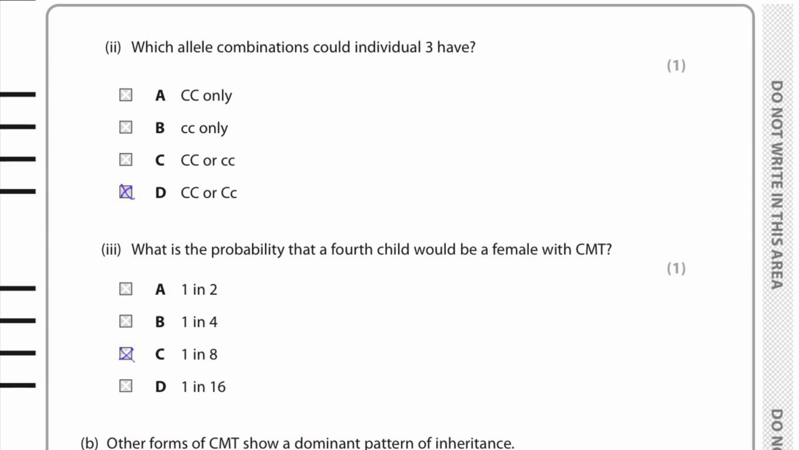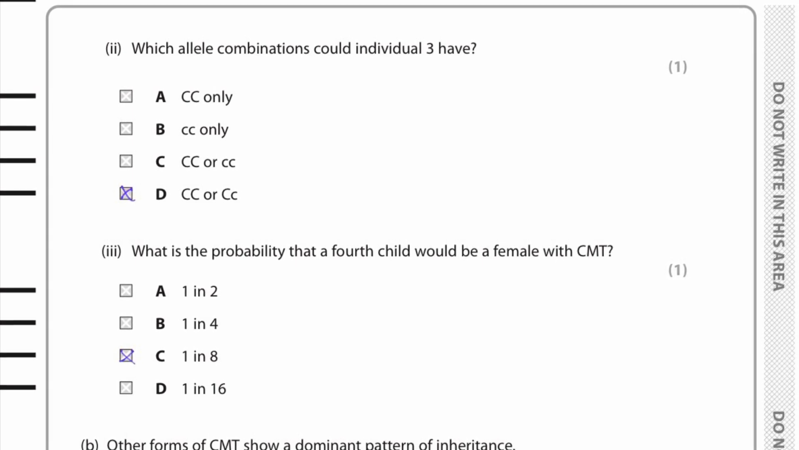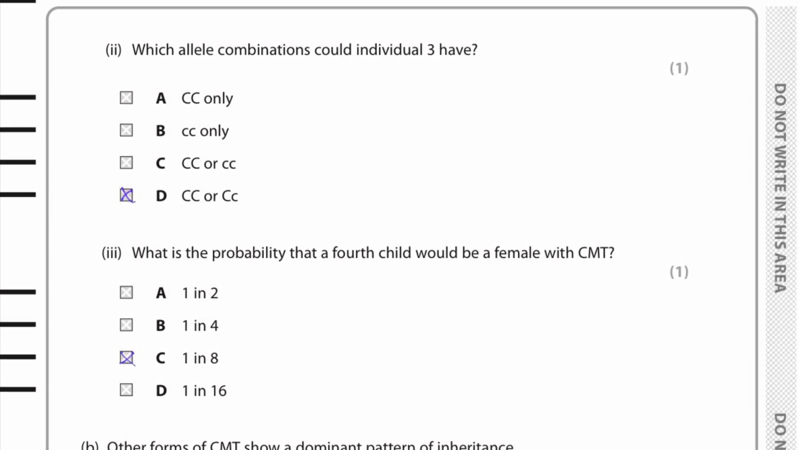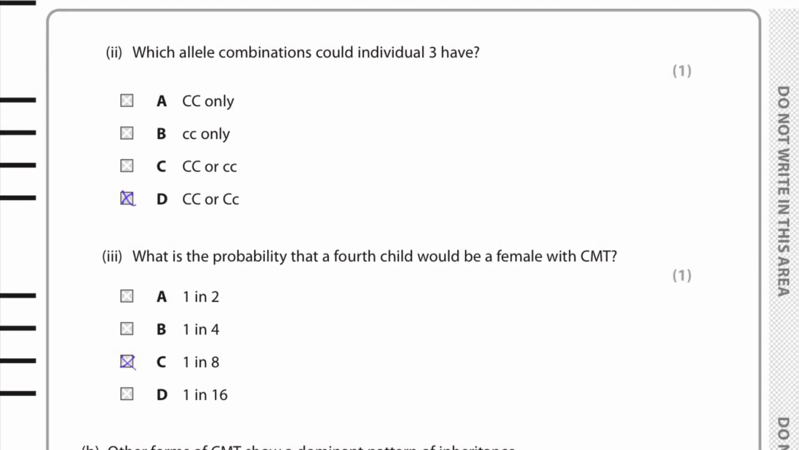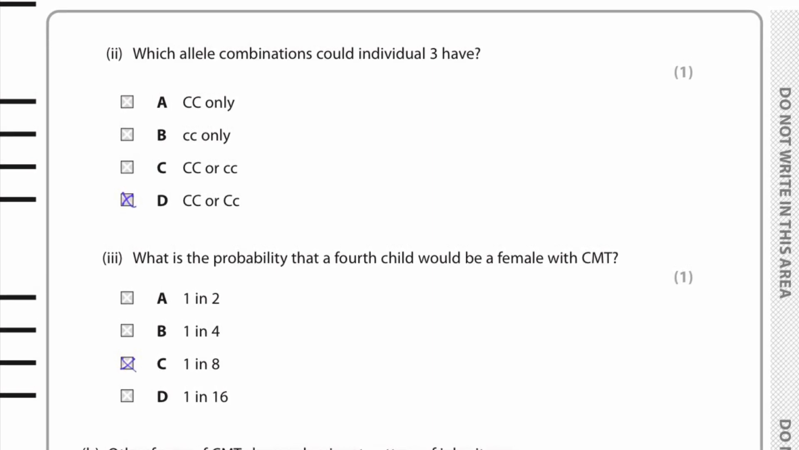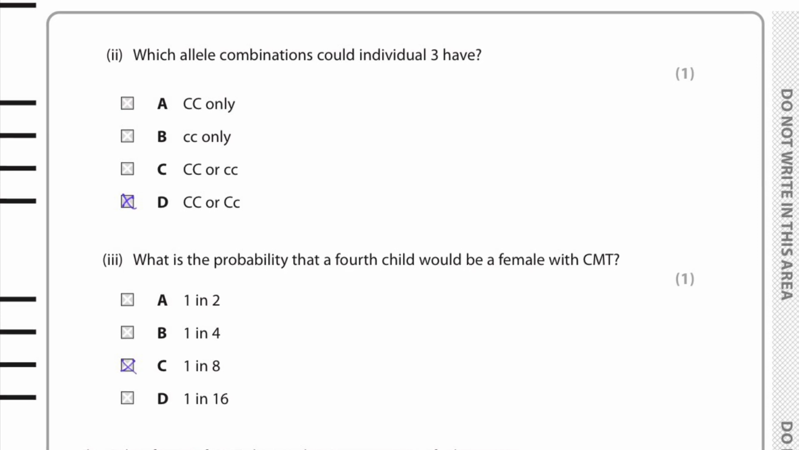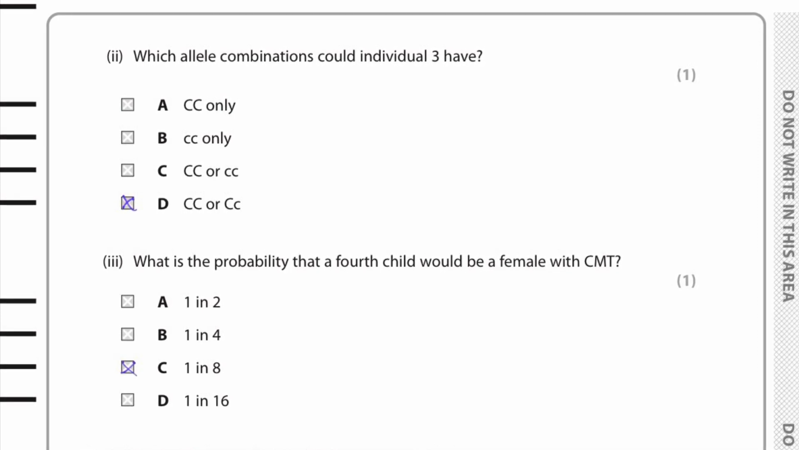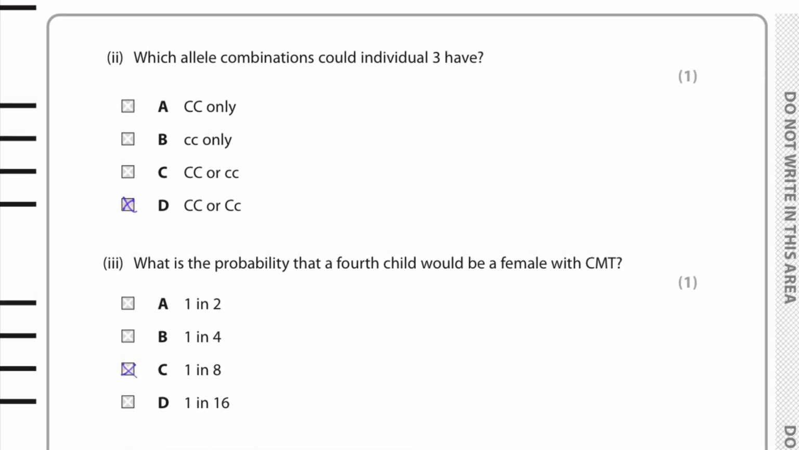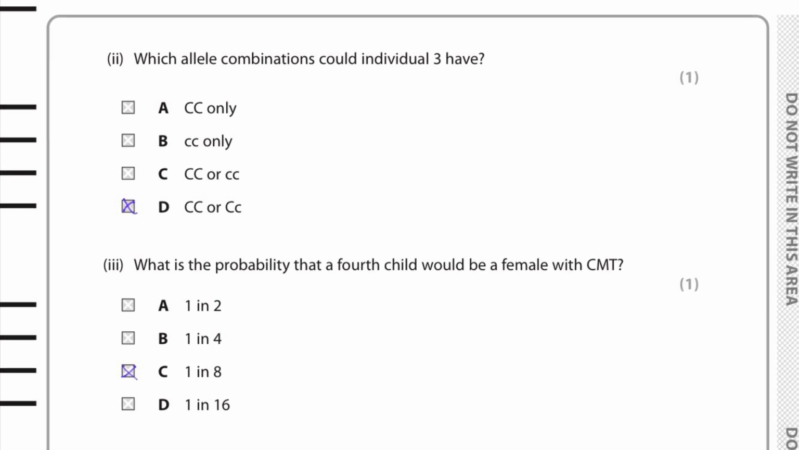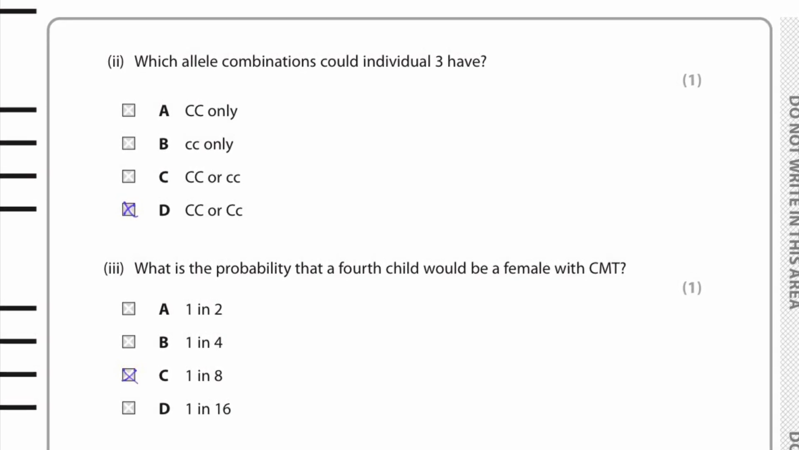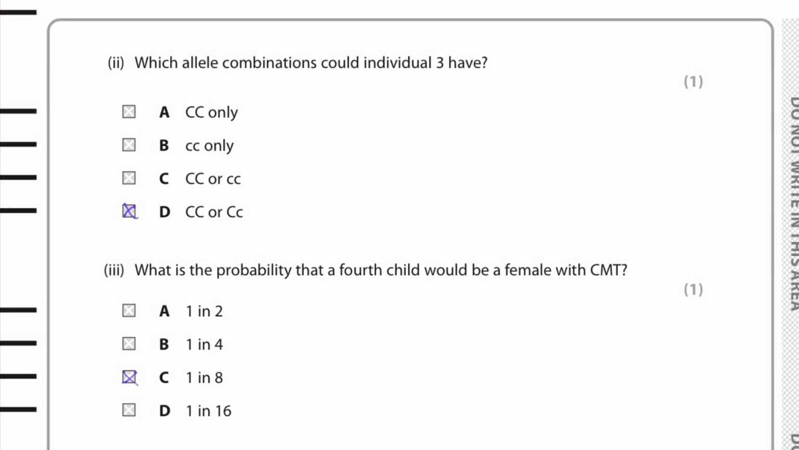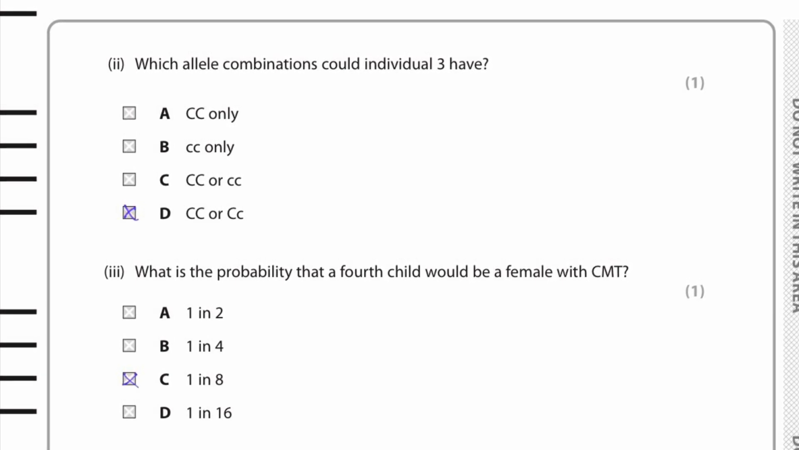Next, they say, which allele combinations could individual 3 have? Now they're asking about individual 3's possible genotypes. Since both parents could be carriers, we have to think carefully about what alleles individual 3 might have inherited. So I said, individual 3 is unaffected, so they could either be CC, 2 normal alleles, or Cc, 1 normal and 1 faulty allele, making them a carrier. Therefore, the answer is D.